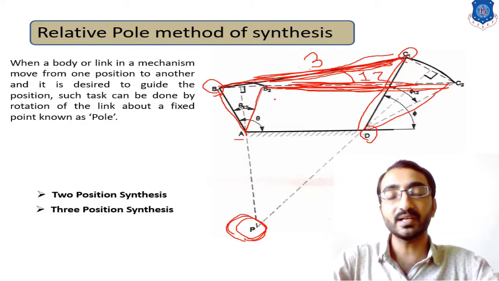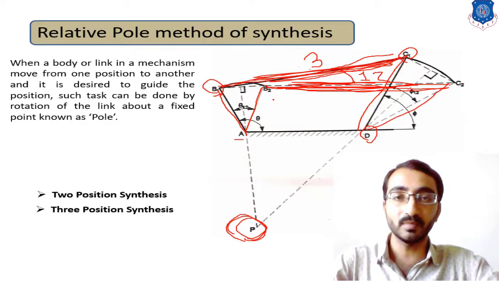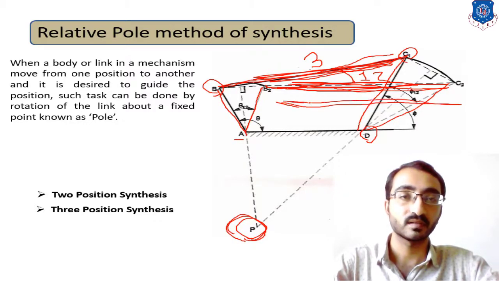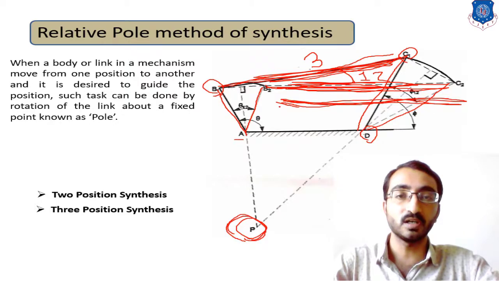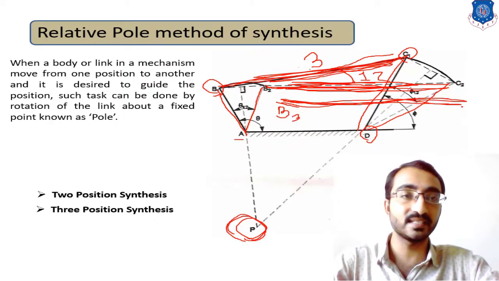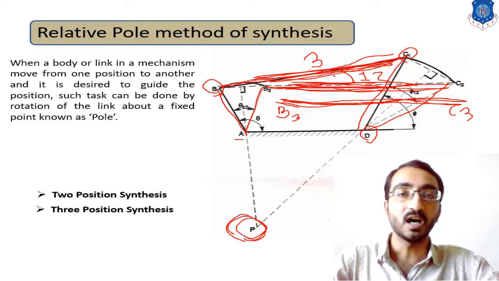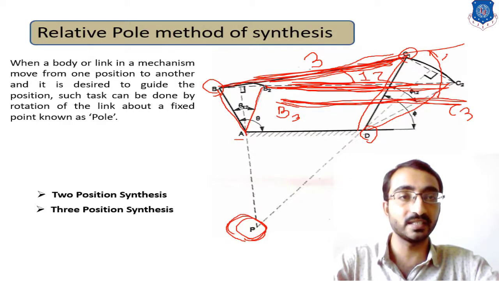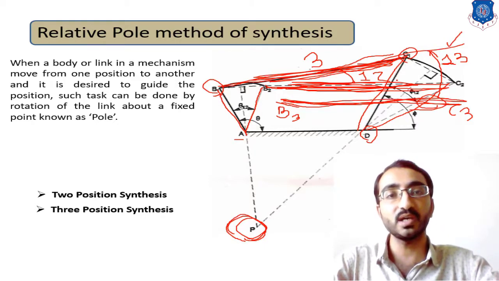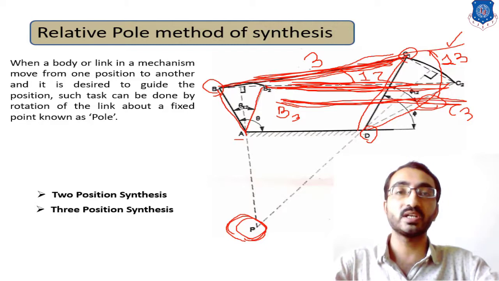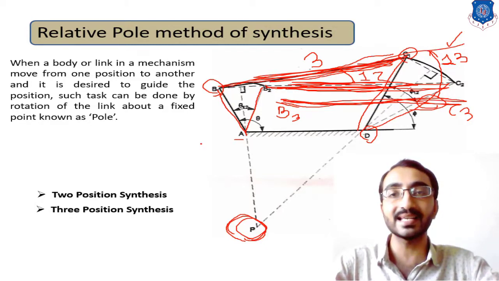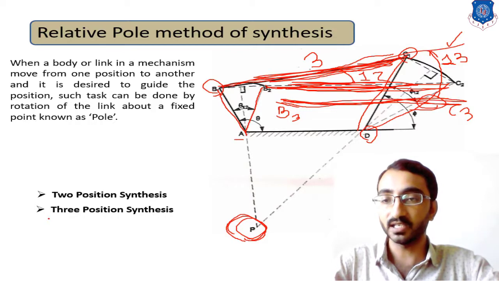Similarly, if after some time link number 3 reaches the third position like this, which can be termed B3 and C3, then with reference to our initial position, this can be considered as the 1-3 position, that is the third position with respect to the first position. If we consider these three different positions and design the mechanism with their help, it is known as three position synthesis.